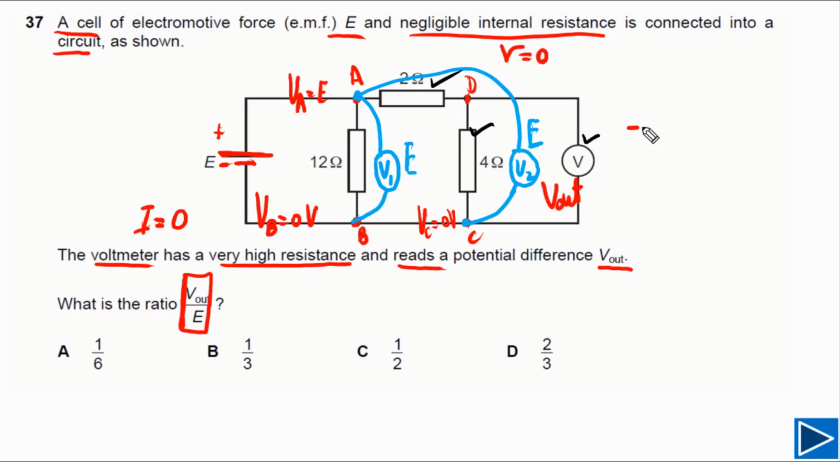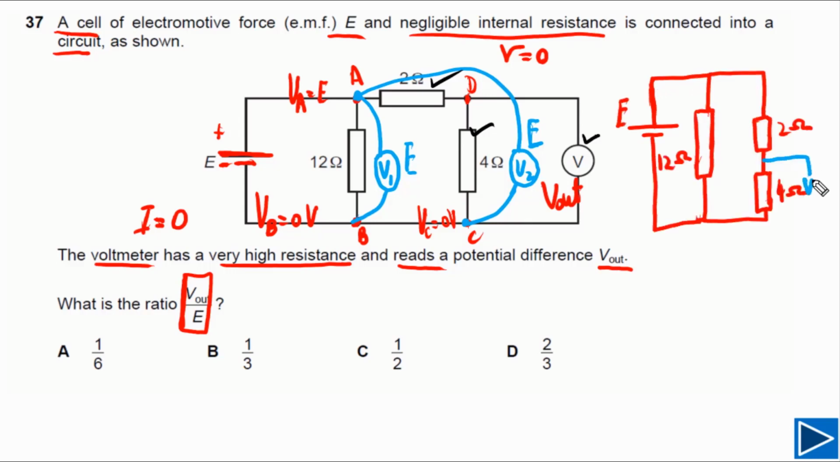Let's try to redraw the circuit before we find the ratio between V out and E. So this is how we can redraw our circuit. Our voltmeter is connected across the 4 ohm resistor, so we can connect our voltmeter here, and the reading on this voltmeter, the potential difference across this one, is equal to V out. And this is point A, as we have already labeled here. This is point B, and this point is point D, as you can see here after the 2 ohm resistor, and this point is point C.